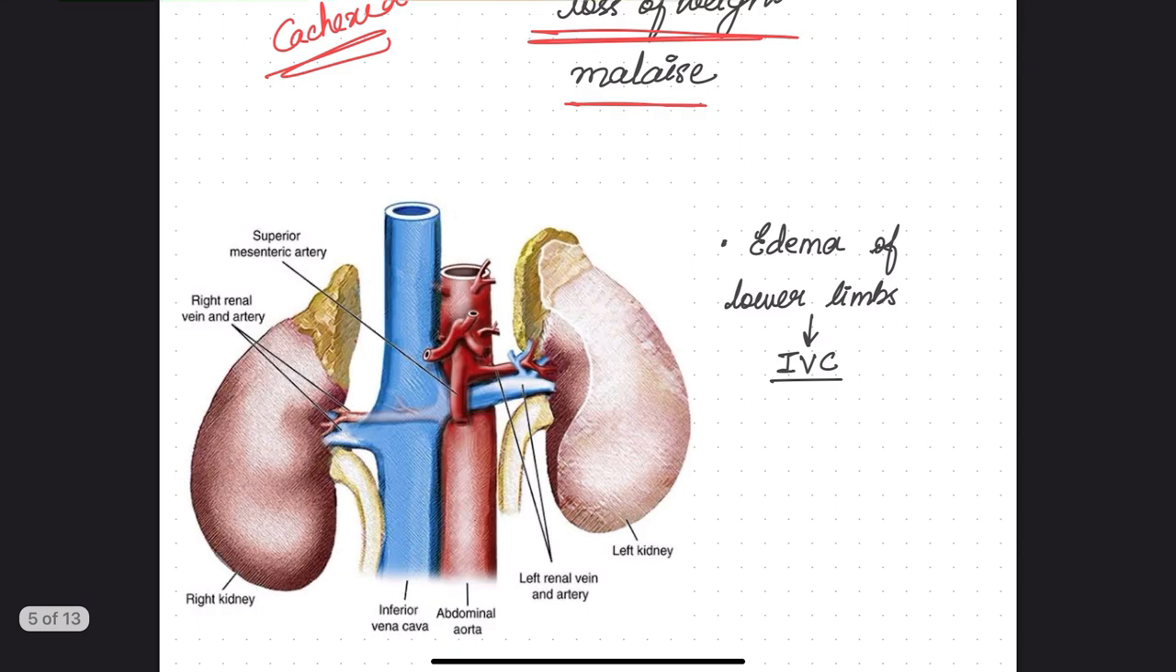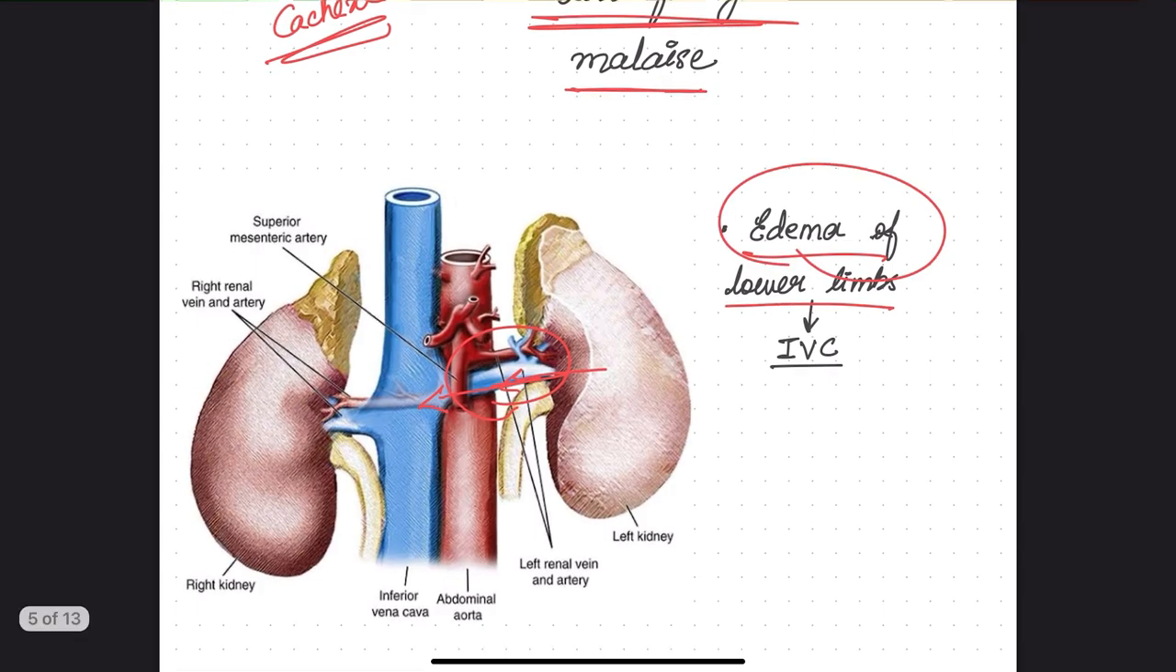Also, whenever this clear cell variant invades the renal vein and goes into the inferior vena cava, there can be edema of the lower limbs because of obstruction at any level of the IVC. There can be edema of the limbs.